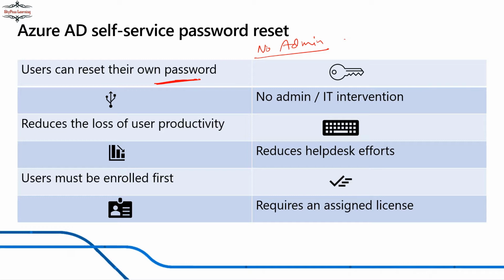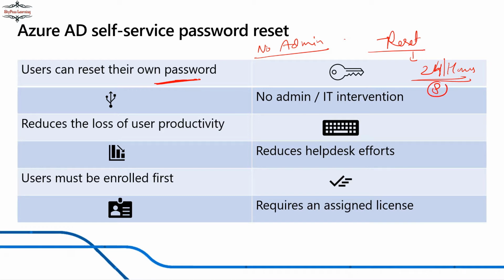The other benefit is user productivity loss. Suppose my password is blocked, or I forgot my password, and now I need to reset my password. I will raise a ticket. It will go to the service desk. There is a TAT, or we can say SLA, or turnaround time of 24 hours. So maybe it can take up to 24 hours. You have to wait for the next 24 hours.